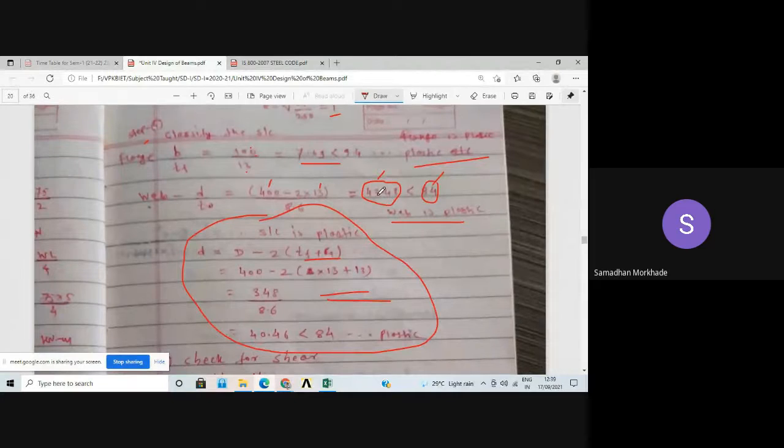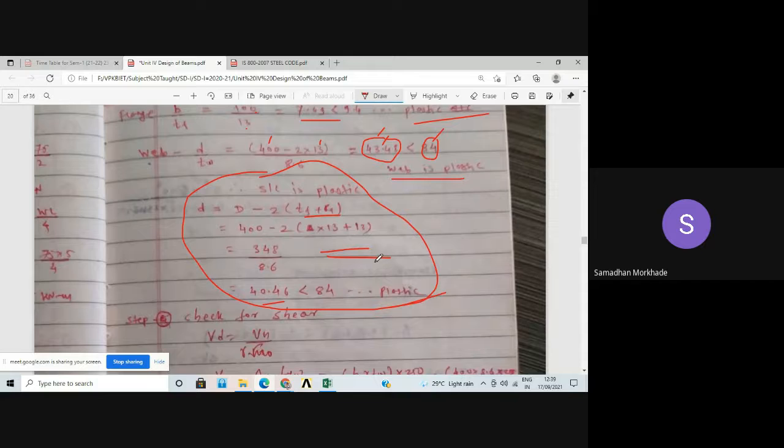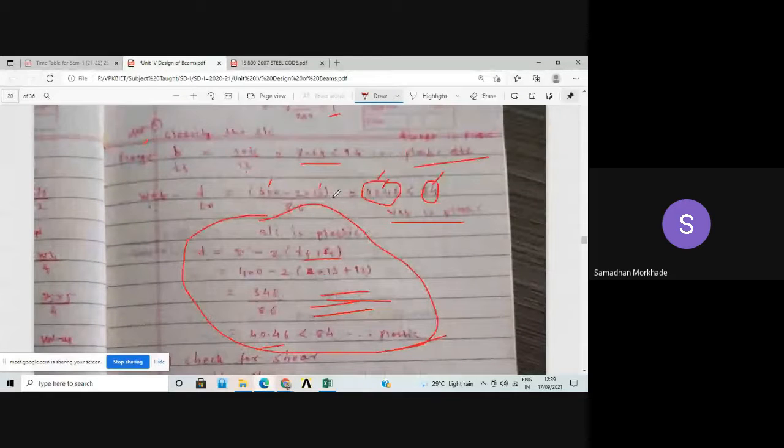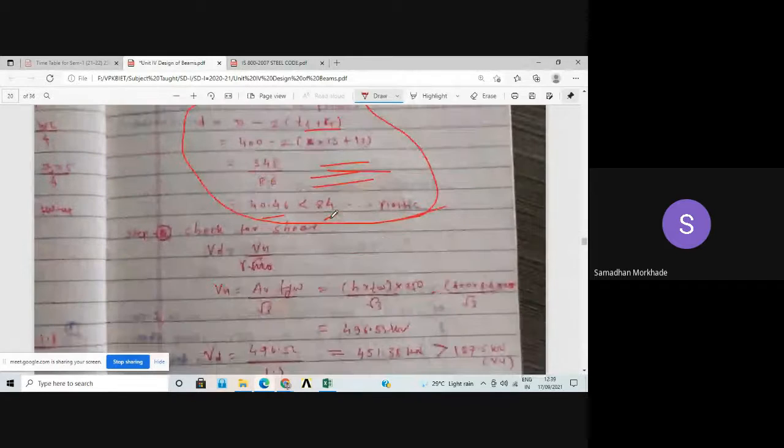Here 43 comes, here 40 comes. Ultimately it is less than 8.4. Section is plastic, but you should know the exact value, because in competitive examinations like GATE or MPSC, we don't have any options. In a theory exam, however you classify it doesn't matter, because ultimately your section is plastic. But in competitive examinations, we have to be very careful. There are no options. If your answer is wrong, it is wrong. So this is about the section classification.